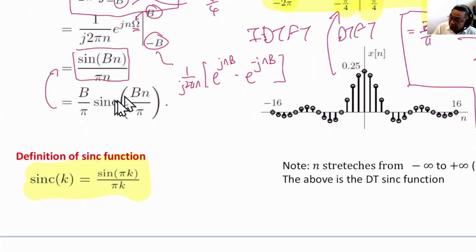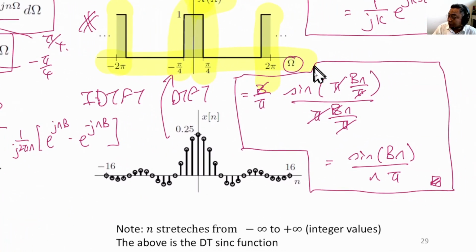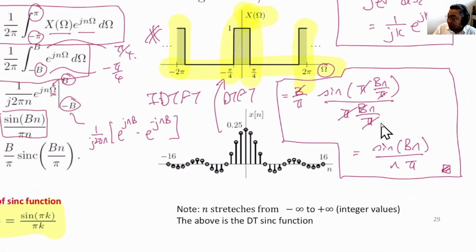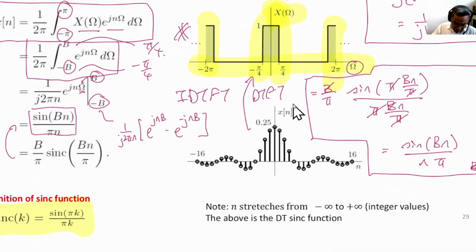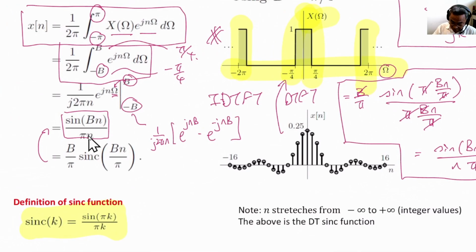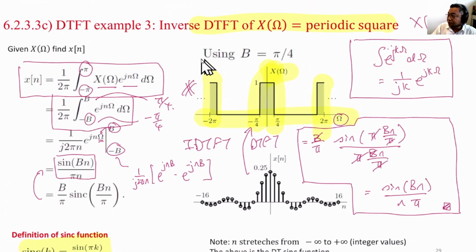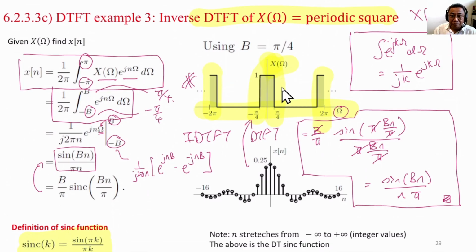So if we have sinc(bn over pi), then basically we're doing sine(bn over pi times pi) divided by bn over pi times pi. So we start to remove all the redundant pi's over here, and the redundant b over here, and we are left with sine bn divided by n times pi, which is exactly this expression. So in this slide, we performed the inverse DTFT of a square pulse, and we see that it's a sinc. And in fact, if you do a discrete time Fourier transform over a sinc, you'll get a square pulse. Thank you.